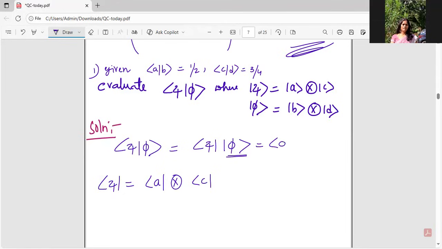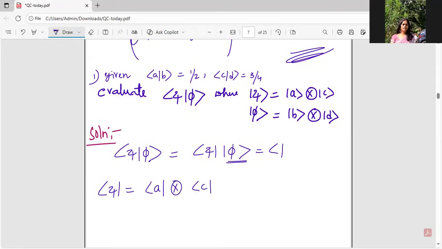So what I'll have, dual of ket A, okay, tensor product, dual of ket C, okay. Now this is the value of ket xi, guys. This is one half. The other half is ket phi, which is ket B, tensor product of ket D, guys. Now you know how tensor product operates. So what happens would be first one for the first one, second one for the second one.